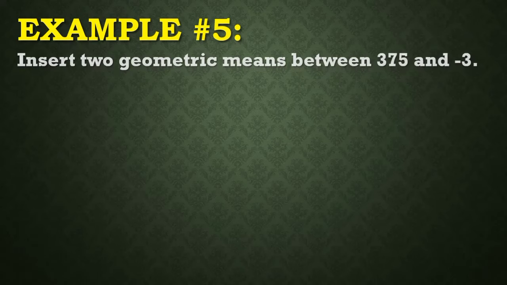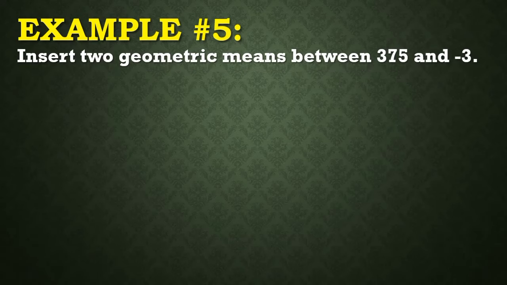For the next example, insert two geometric means between 375 and negative 3. So dito, kung mapapansin nyo, yung mga terms natin, nag-start tayo sa pinakamataas and then yung last term natin is mababa. So kung matatandaan nyo sa arithmetic sequence, kapag decreasing yung terms, yung common difference ay negative. Dito naman, it doesn't mean na yung mga terms ay decreasing, negative na agad yung common ratio. Okay. So dito kapag yung mga terms sa geometric sequence ay pababa, decreasing, yung common ratio ay fraction.